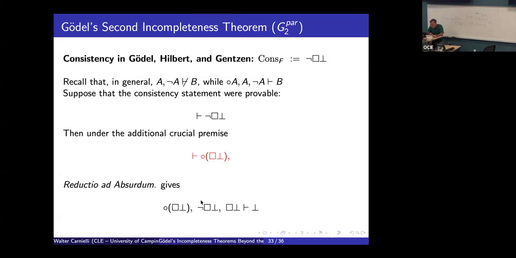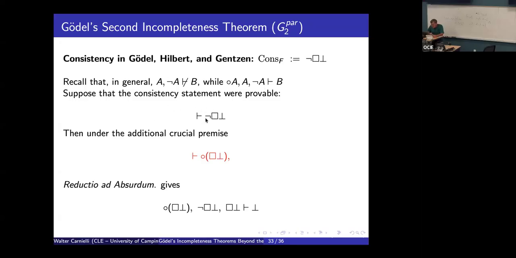So consistent in Hilbert, Gentzen, Gödel terms is exactly not to prove bottom, not to prove a contradiction. If a system never proves the contradiction, it's consistent in their terms. In general, let's just recall, A and not A does not entail B, but A and not A plus duality, A entails B, the gentle explosion axiom.